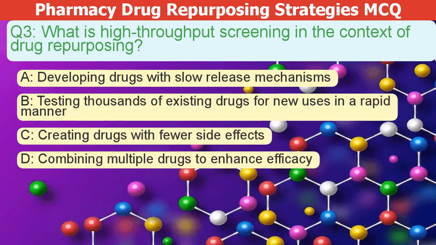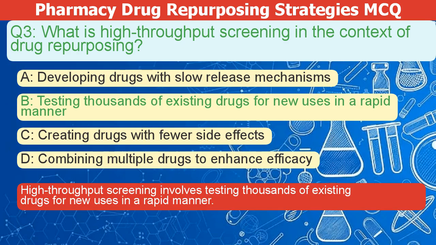What is high throughput screening in the context of drug repurposing? A. Developing drugs with slow release mechanisms. B. Testing thousands of existing drugs for new uses in a rapid manner. C. Creating drugs with fewer side effects. D. Combining multiple drugs to enhance efficacy. The correct answer is B. High throughput screening involves testing thousands of existing drugs for new uses, rapidly.